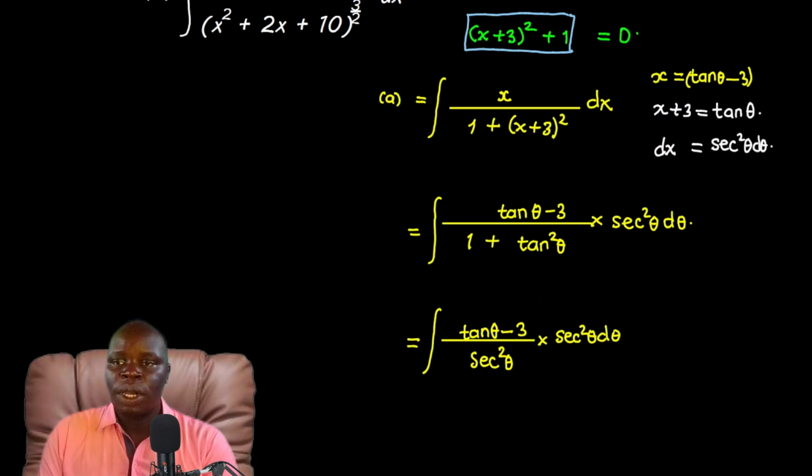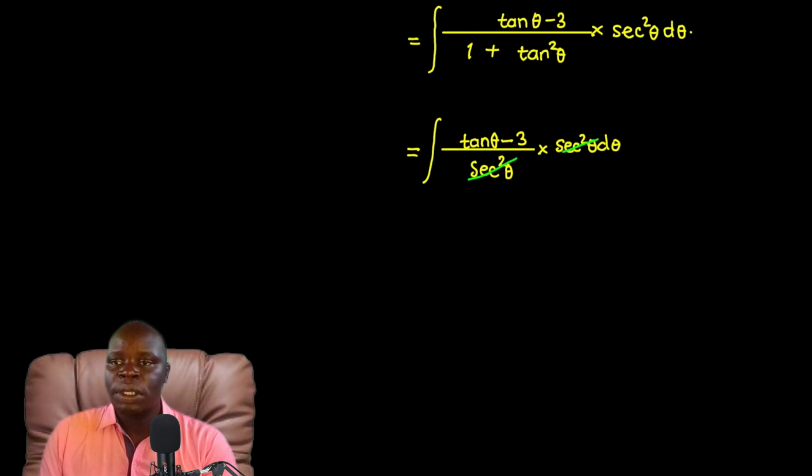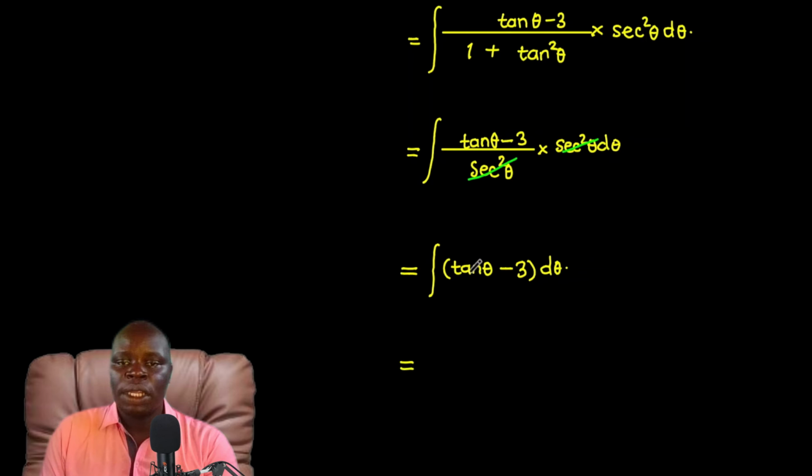And from here, we can now move on and cancel the denominator secant squared theta with this one. Now we have to rewrite the remaining terms, and this is equivalent to the integral of tan theta minus 3 d theta. So from here, this is now direct, and we can go ahead and integrate this.